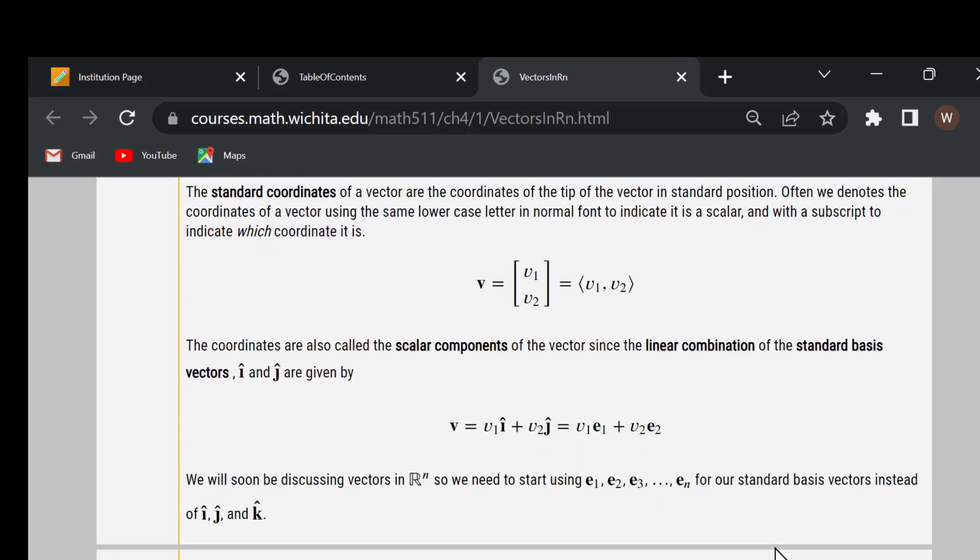And of course, as we noticed, we can write it as a linear combination of our basis vectors i hat and j hat. Now, we are going to get away from calling our basis vectors i hat, j hat, and k hat because we want to be able to talk about Rn where n is much bigger than 3. And we run out of letters really fast. So instead, we're going to call them elementary basis vectors E1, E2, E3, E4, up to En. Okay? So boldface E1 and i hat mean the same thing. Boldface E2 and j hat mean the same thing. And boldface E3 and k hat mean the same thing.